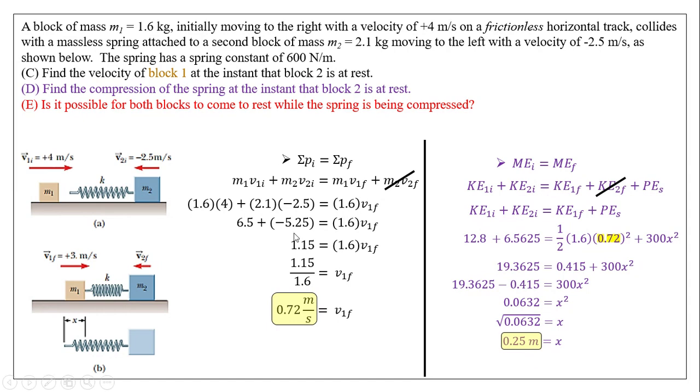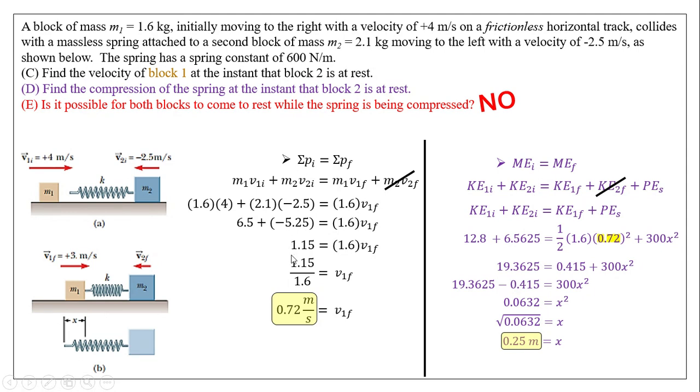Now part E asks: is it possible for both blocks to come to rest while the spring is being compressed? The answer I came up with is no. If both blocks came to a stop, that would imply that the momentum is zero, because the momentum of the system is mass times velocity. If both blocks come to a stop, the velocity of both blocks would be zero, which would suggest that the final momentum is zero. But that cannot be, because momentum has to be conserved here in an isolated system.